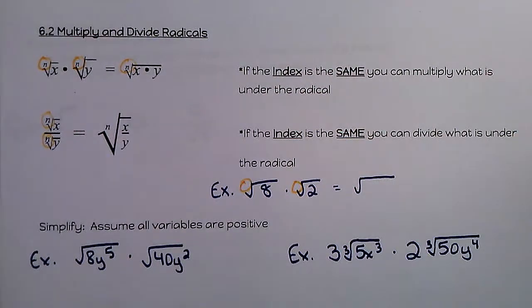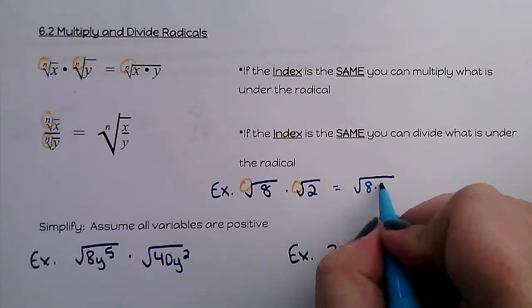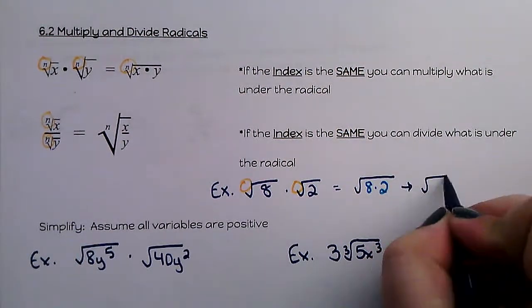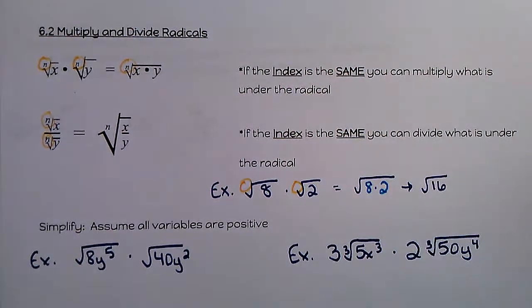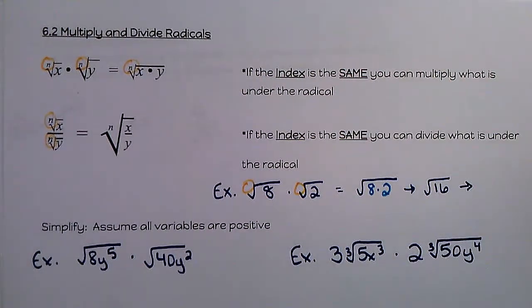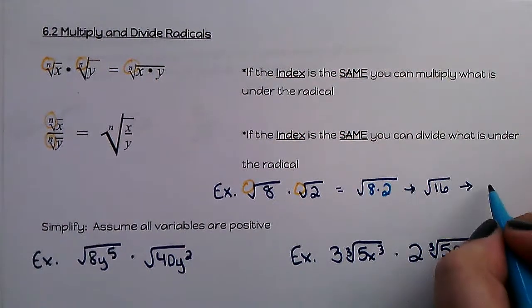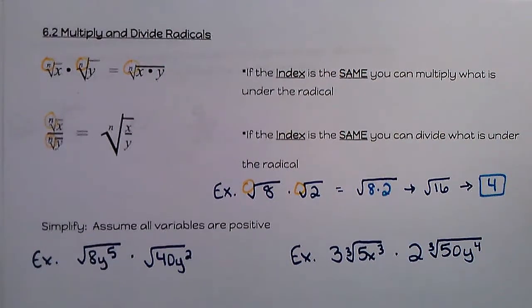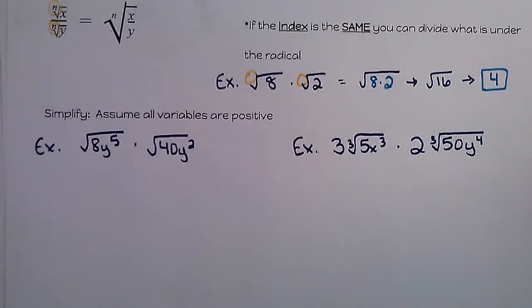So we put them under one index, and we multiply them together. So what's 8 times 2? Well, that is 16. Then we look to see, can we take the square root of 16? And yes, you can use a calculator or your brain. The square root of 16 is 4. So that's what you're going to do on most of these. Multiply the numbers together and then see if you can take the square root. If you can't take the square root, you may have to make a factor tree just like we did on 6.1. So let's move on to a little bit more challenging ones.